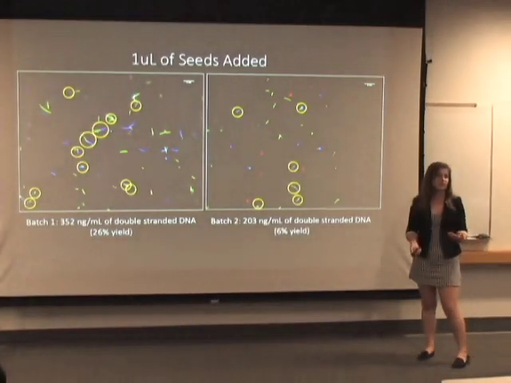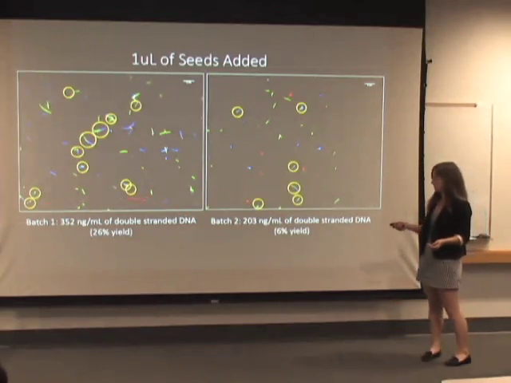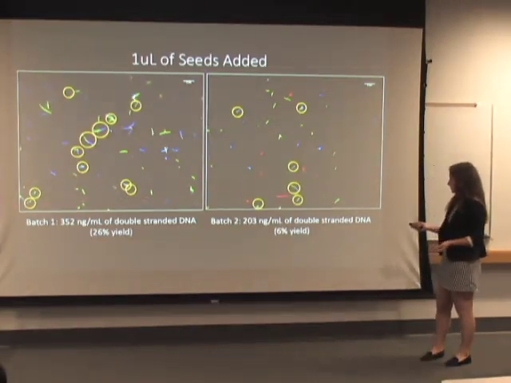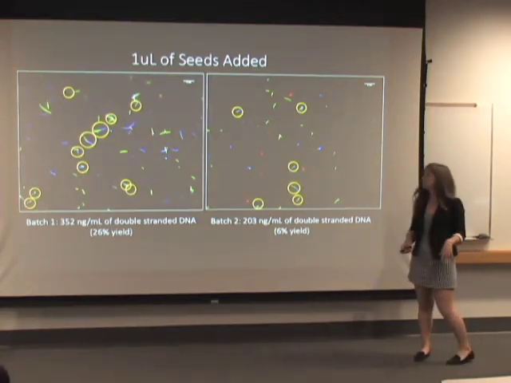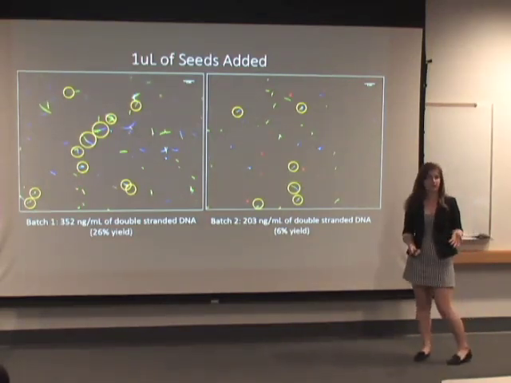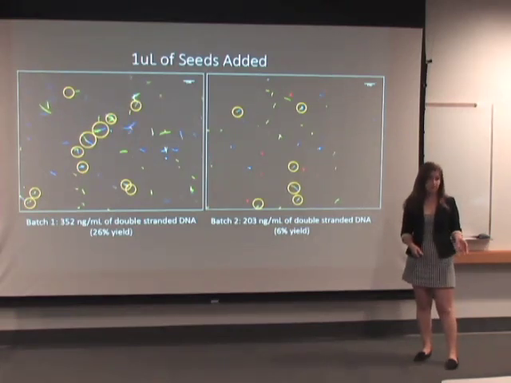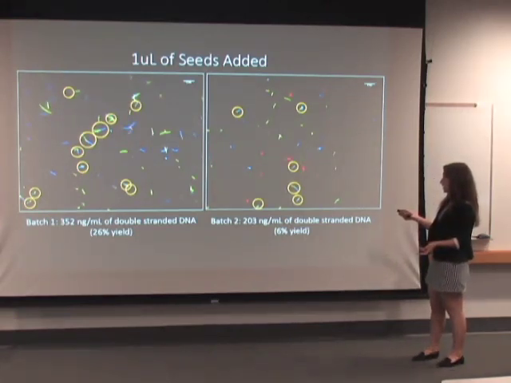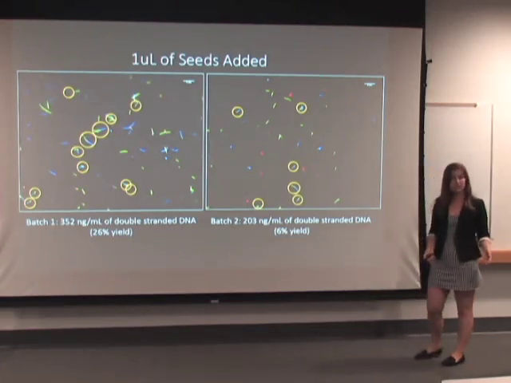So we made two separate batches of seeds, one of which had a higher concentration of double-stranded DNA and one of which had a lower concentration. And we analyzed both of them for nunchuck yield. To do this, we use a computer program to count up the number of seeds, which you can see as small red dots. And then manually, we count up the number of nunchucks, which are circled in yellow. And you can see they have a red seed in the center, a green arm, and a blue arm.